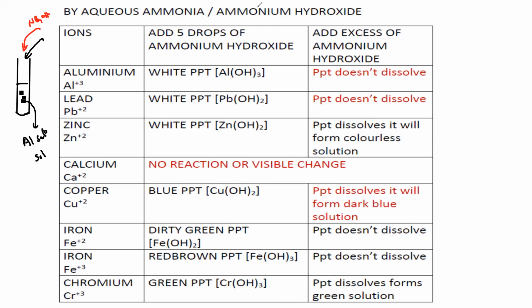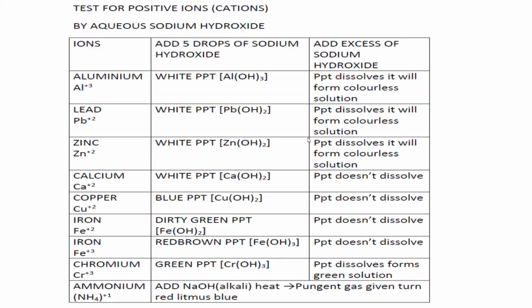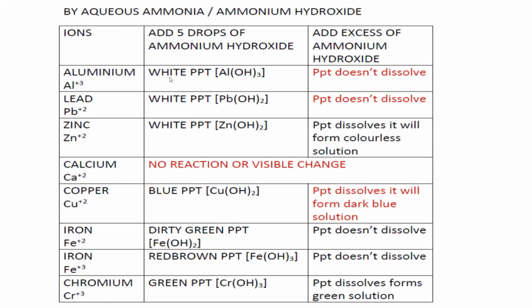The reason I use a different color here, marked in red, is to show the difference between the two tables. When it was sodium hydroxide, it gave a white precipitate and the precipitate dissolved. But with aqueous ammonia, it was a white precipitate and the precipitate does not dissolve. It is written in red just to make you understand these are the differences between the two tables.